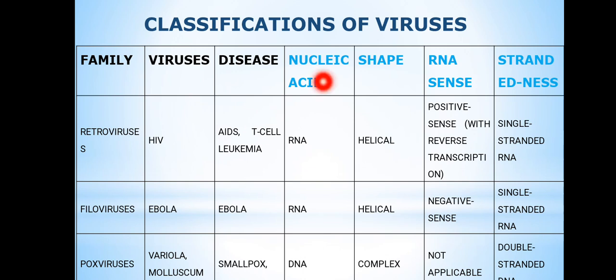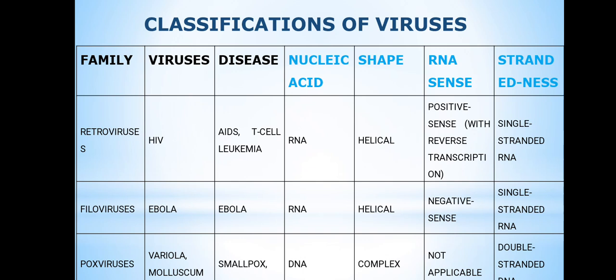What type of nucleic acid do they contain? HIV viruses are always RNA viruses. Okay? What kind of shape do they have? They've got a helical shape, a cylindrical shape. I've shown you, you've seen, right? That's why I was showing those different shapes.